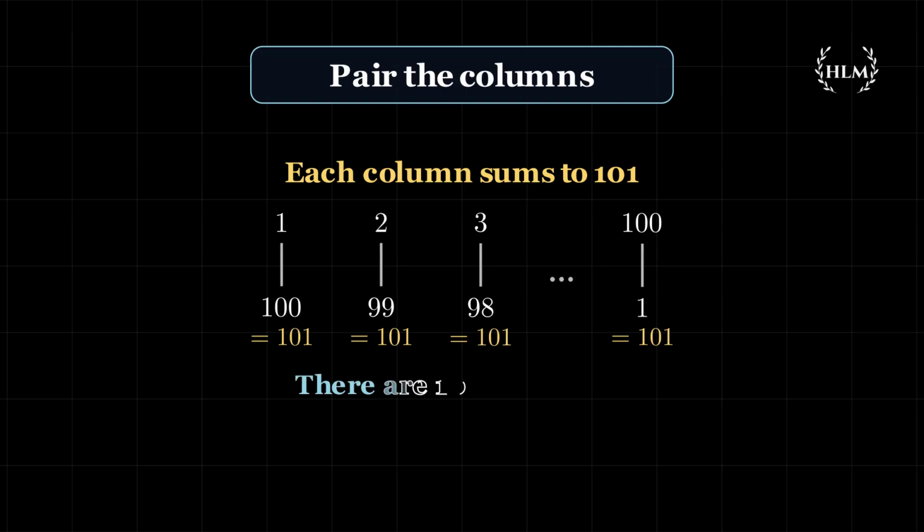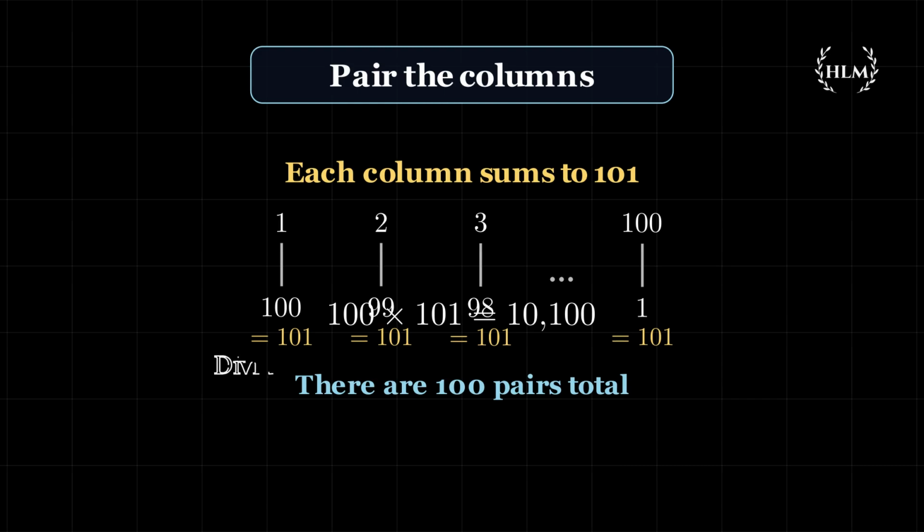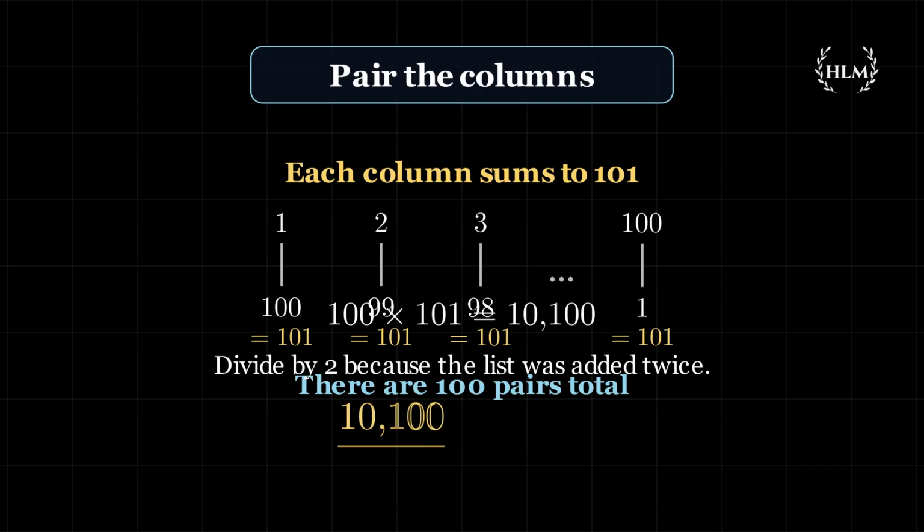So 100 pairs times 101 will give you 10,100. And then we have to remember the fact that we added 1 to 100 twice. So we need to divide this by 2 because there's 2 sets of them. So if you divide 10,100 by 2, you get 5,050. And that's exactly the answer that we got last time.